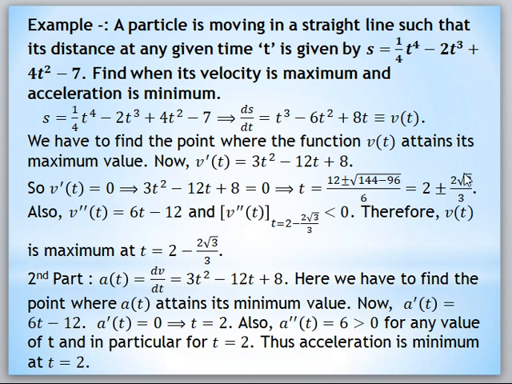to plus minus 2√3/3। এবার আমরা v double dash t বার করছি, অর্থাৎ সেকেন্ড ডেরিভেটিভ অফ ভেলোসিটি, that is d2v/dt square, which is 6t minus 12। এবং we see that if we put the value of t as 2 minus 2√3/3 into this v double dash t, we are getting that v double dash t is less than 0, that is negative. So that v(t) টা maximum কখন হবে? At the time instant t is equal to 2 minus 2√3/3.